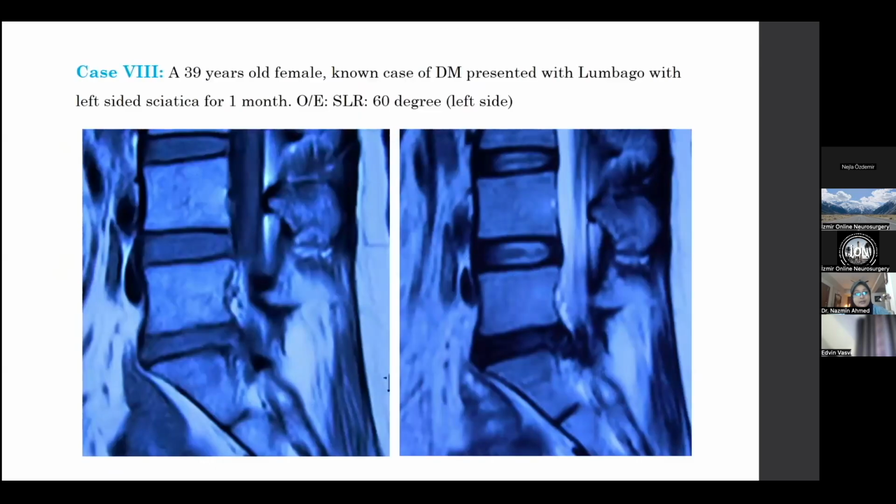So this is probably my last case. It's a 39-year-old female, known case of DM, presented with lumbago with left-sided sciatica for 1 month. On examination, there is only restriction of the straight leg raising test, at 60 degrees. In the T1 weighted image, there is a tear in the annulus fibrosus, and posterior to the L5S1 level there is a disc component, and the intensity differs in the migratory component. One densely hypointense area is noted within the migratory material.